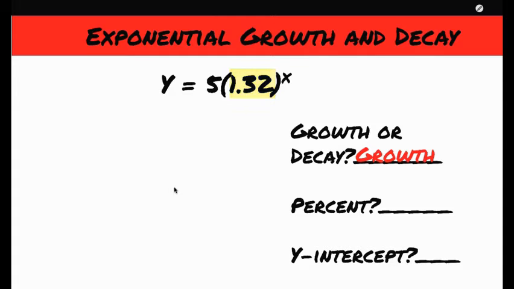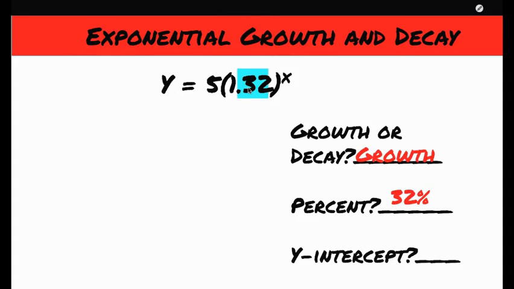But our next question is, what percent is the growth? For that, we need to focus on the difference between 1 and this growth factor. 1.32 is 0.32 more than 1, hence the growth, which means it grew by 32%.